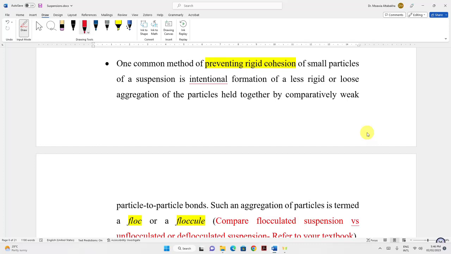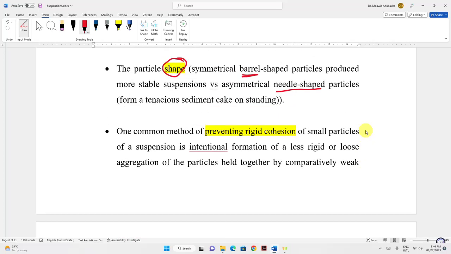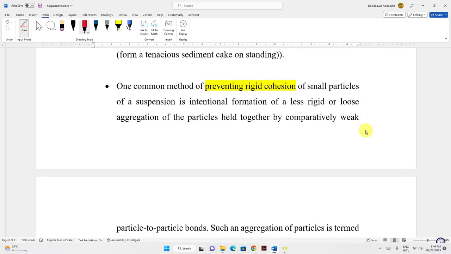Now what else we can do with the suspensoid? What else we can do? Okay, we can reduce the size to a certain extent. We can control the shape. Yes, we can do that. But what else we can do to prevent the particles from getting very close to each other and forming a rigid cake? What can we do?